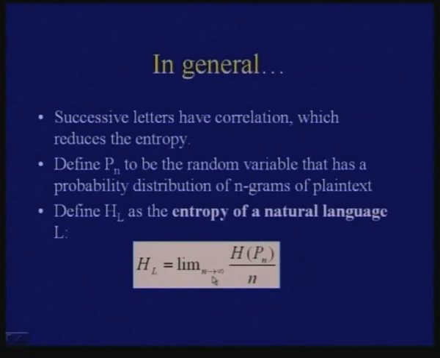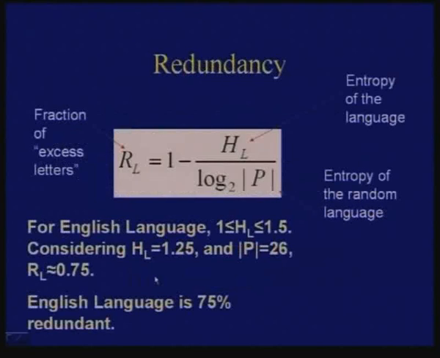Okay, and it has been found experimentally that the value of HL, if you consider very high values of n, in general ranges between 1 and 1.5. So you will find that HL falls within 1 and 1.5. So from there, what do we understand? We understand that there is some amount of redundancy in the language.